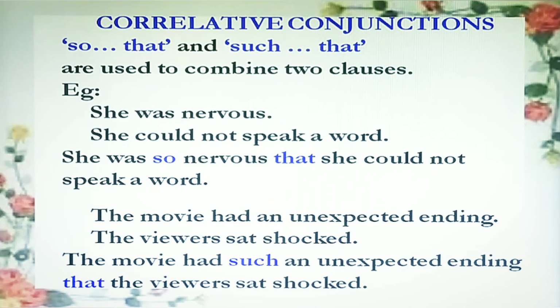So that and such that are used to combine two clauses. Example: She was nervous. She could not speak a word. She was so nervous that she could not speak a word. We use so to make the meaning of an adjective more emphatic, so we place it before the adjective.